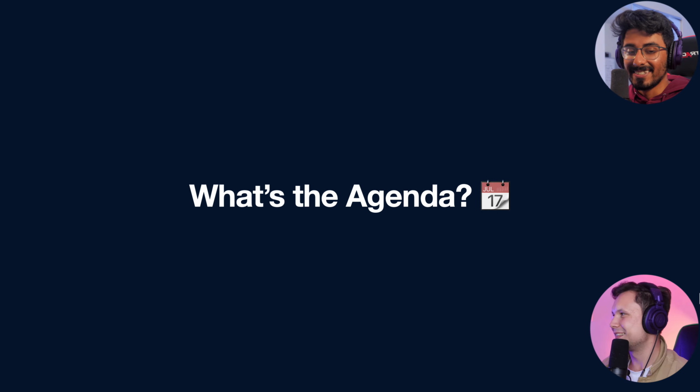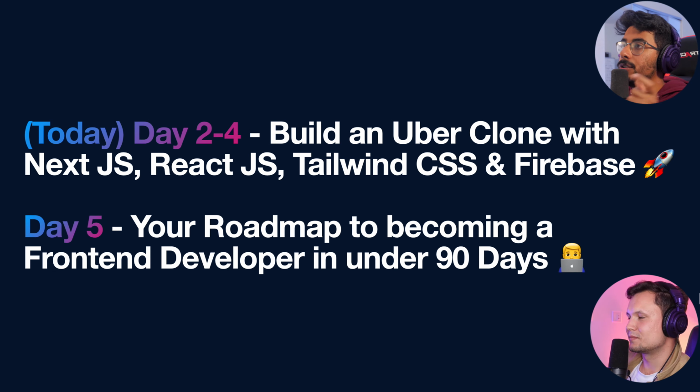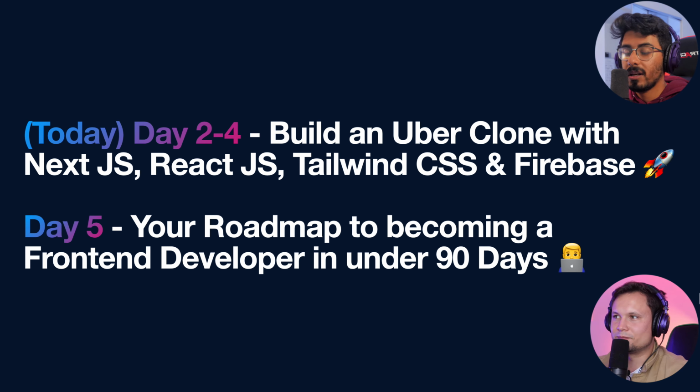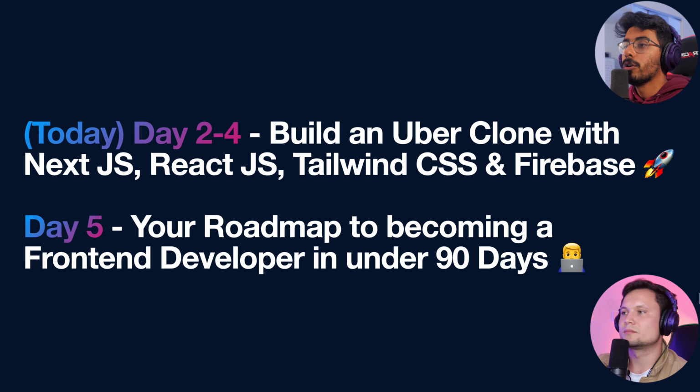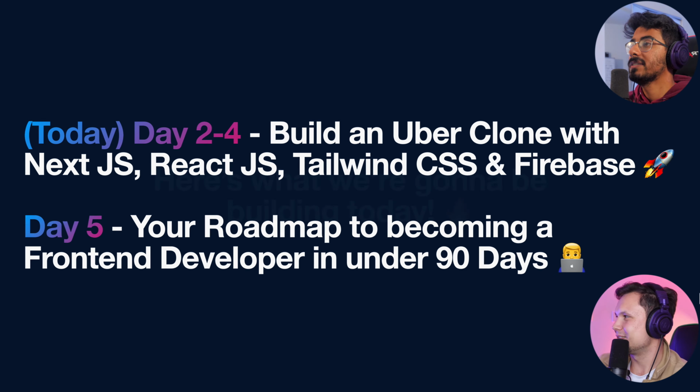Now, what's the agenda for today? The agenda, guys, is this, right? Day 2 to 4, we're going to be building the Uber clone with Next.js, React.js, Tailwind CSS, and Firebase. That's what's going to be happening today and for the next 2 days after this. And day 5, we're going to be going over your roadmap to becoming a front-end developer in under 90 days. And we're going to be revealing something very special on that last day. So stay tuned. Yes, and all those days are 5 p.m. PST, guys, so just remember that, okay? Make sure you come to every single day. Every single day is value-packed, jam-packed, energy-packed. Yes, 5 p.m. PST. Remember that.